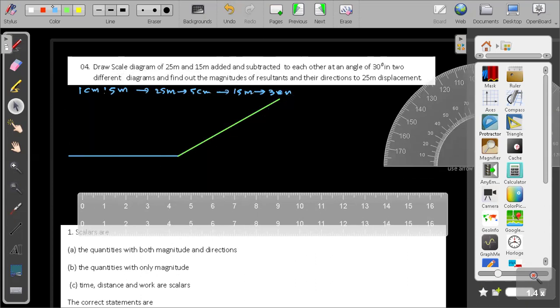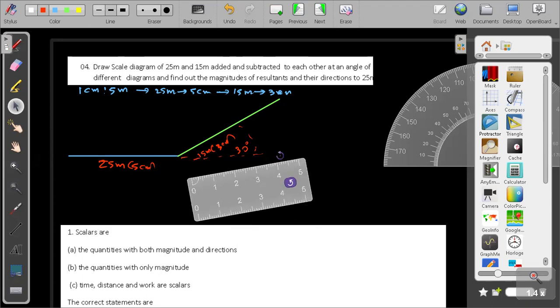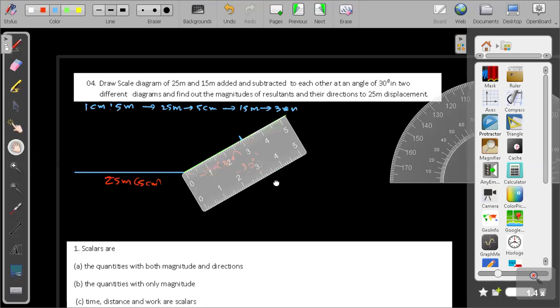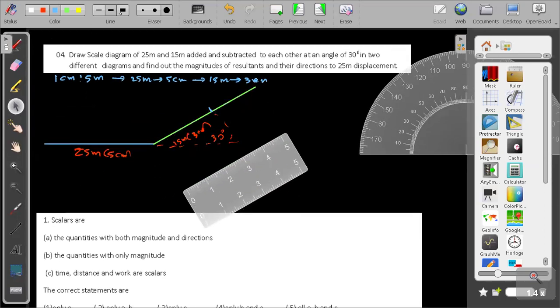This is about addition, right? How we look at it: 25 meter in terms of 5 centimeter, 15 meter in terms of 3 centimeter, and the angle is 30 degree here. Let me just reduce the size of this one, and 3 centimeter. It's here. That is my final position of this one. And I erase the remaining part.